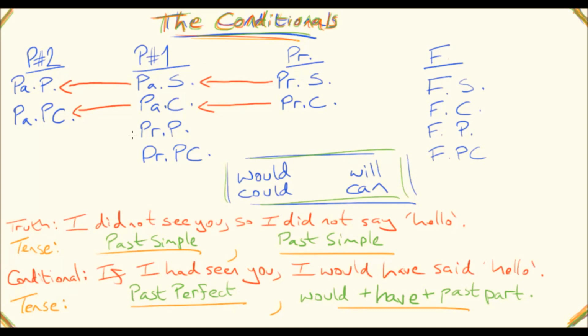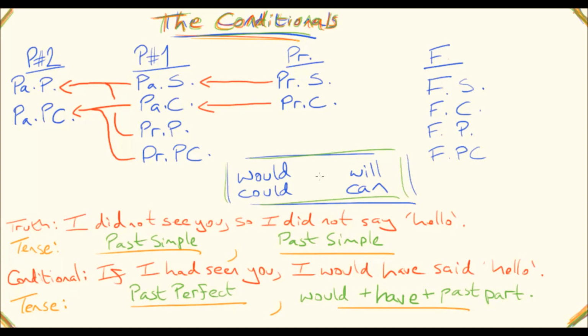If the truth is in present perfect, so I have been to New York, it jumps back again to past perfect. So if I had not been to New York. If the truth is present perfect continuous, it jumps back to past perfect continuous. So I have been walking. If I had not been walking, I would have been sitting, for example.